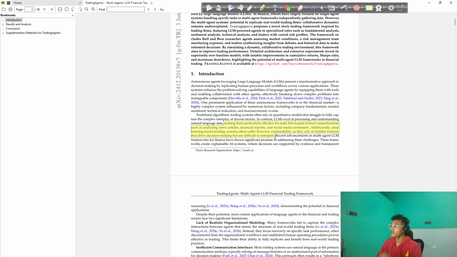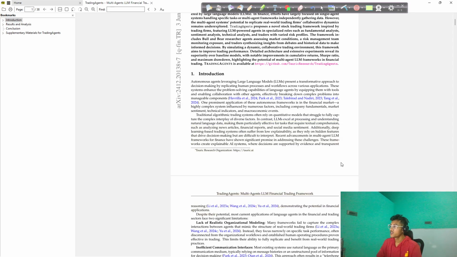We are talking about the old systems that we used to have with deep learning, the traditional algorithmic trading system. Now, recent advancements in multi-agent LLM frameworks for finance have shown significant promise in addressing these challenges. These frameworks create explainable AI systems, where decisions are supported by evidence and transparent reasoning, demonstrating the potential in financial applications.